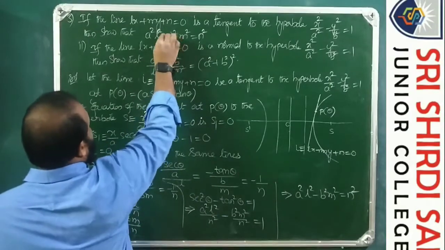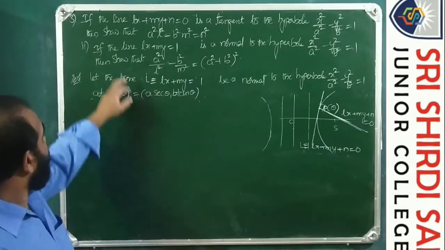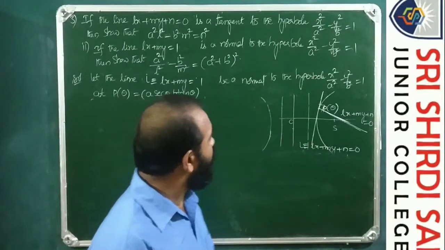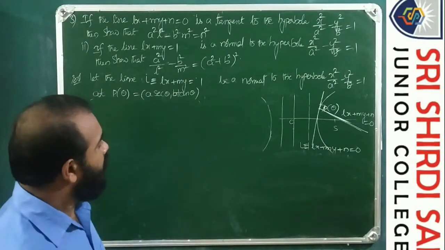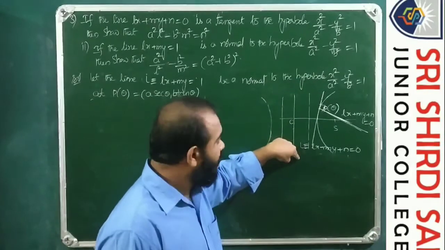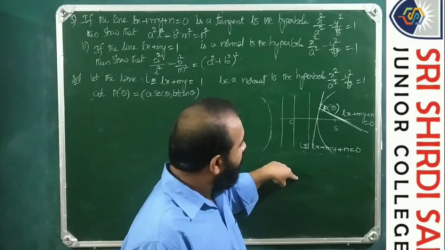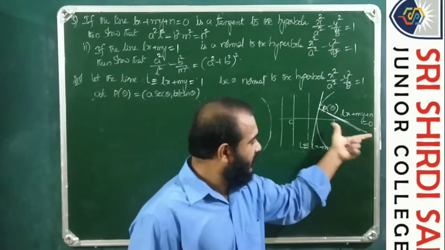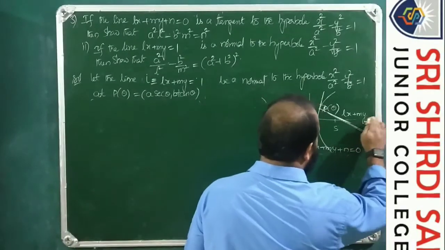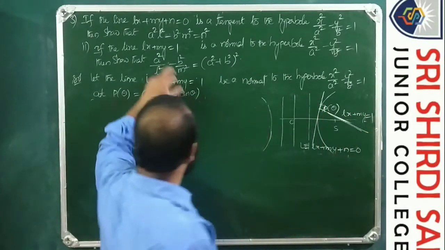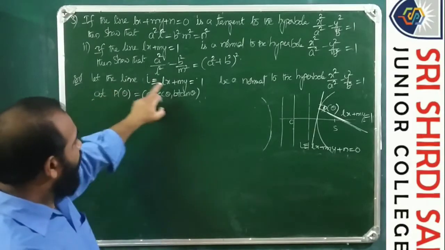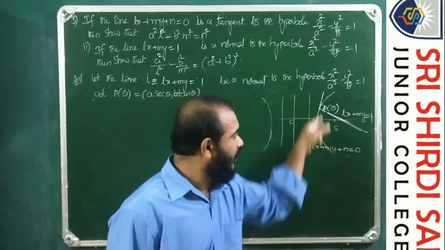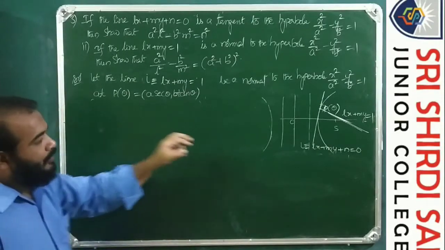So this is minus, not plus, as given in the question. Now, if the line Lx plus My equals 1 is a normal to the hyperbola x square by a square minus y square by b square equals 1, let us suppose that this is the tangent. The line perpendicular to this tangent at the parametric point P theta is the normal, and this normal is Lx plus My equals 1 according to the question.